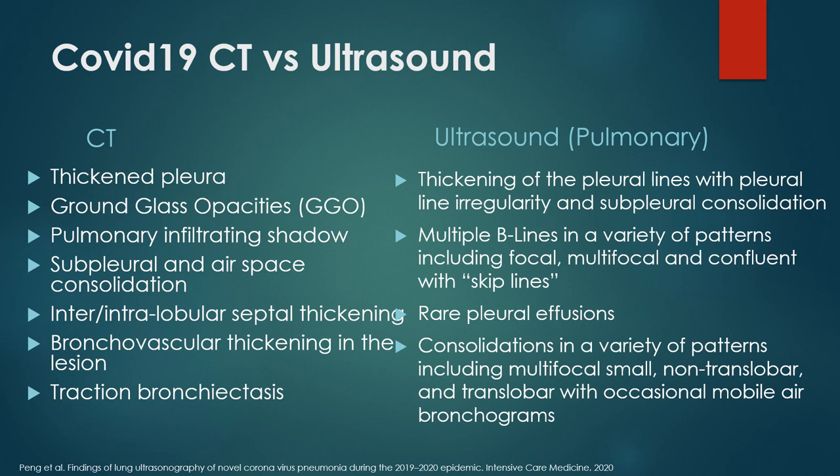So with ultrasound, you have the same thickening of the pleural lines with pleural line irregularity and some subpleural consolidation. You have multiple B lines in a variety of patterns. And when they're really, really sick, they have some confluent B lines. Rarely you have pleural effusions. It's just not really part of the ultrasound presentation of the COVID-19 patient. And then consolidations in a variety of patterns occur, and often you have mobile air bronchograms.